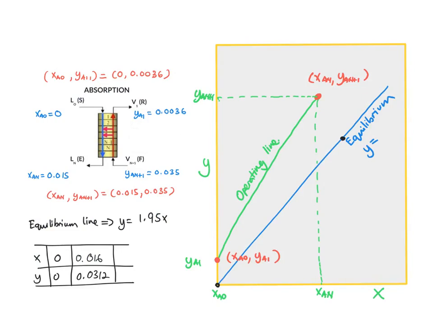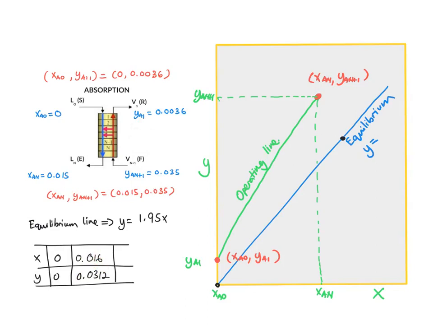So now we can draw the graph. We need the information for the equilibrium line, and the equilibrium line is given by the relationship y equal to 1.95x. Therefore, we just make substitution. When x equals 0, we get y equal to 0. When x equals 0.016, we get 0.0312. So you need to be careful about the scale that you want to use to substitute the value of x here, so that everything lies in the graph.